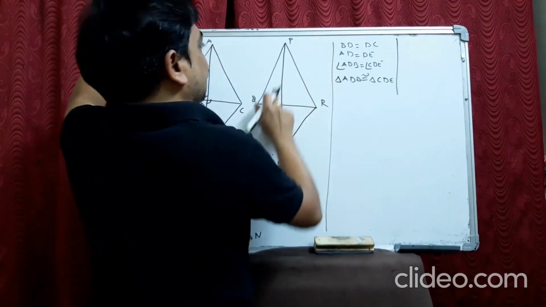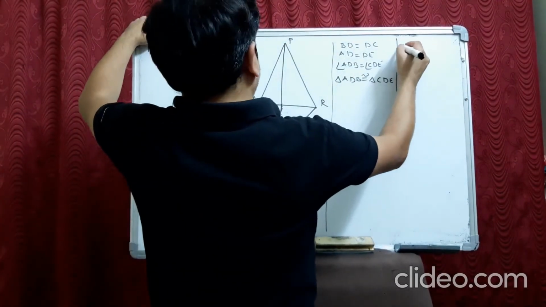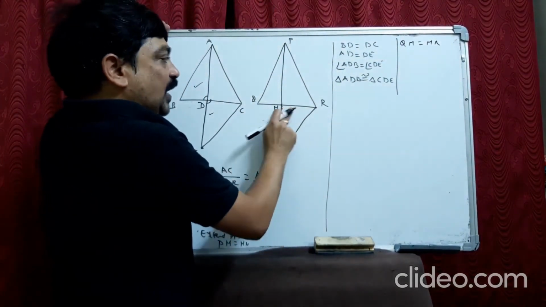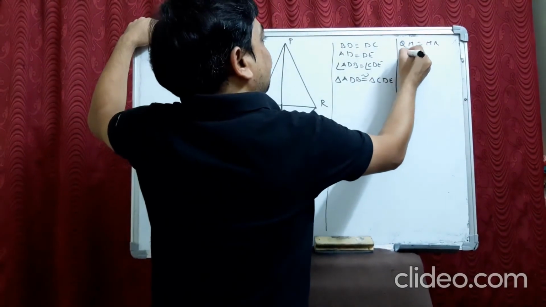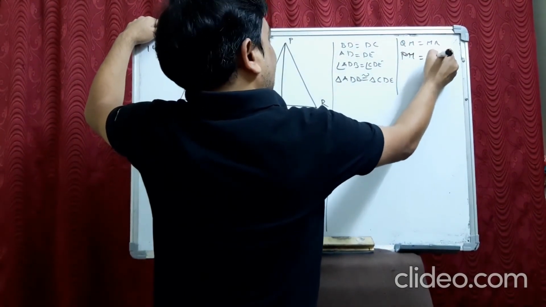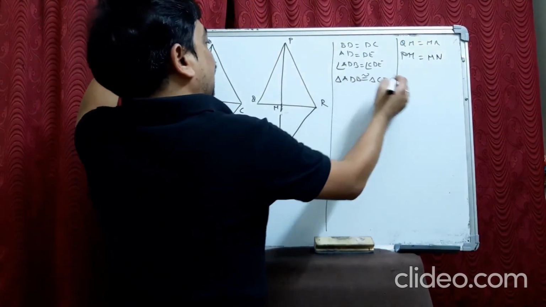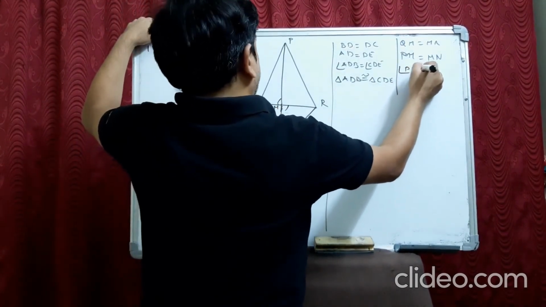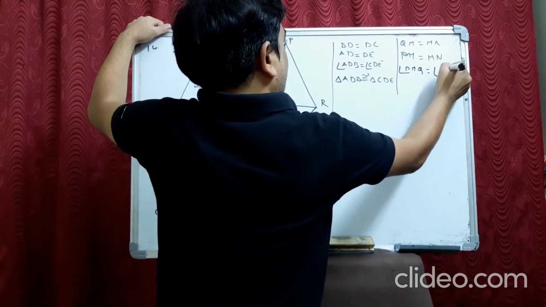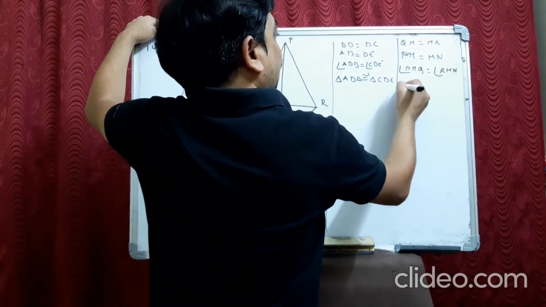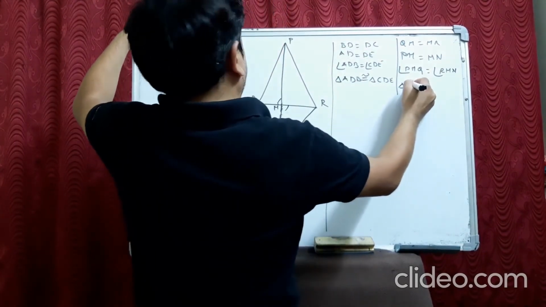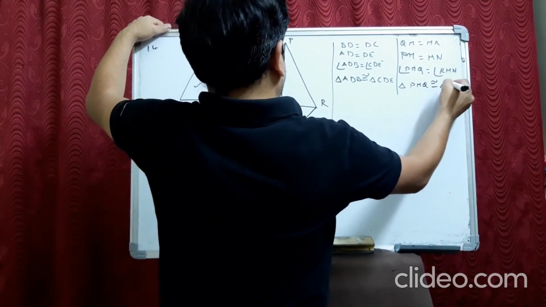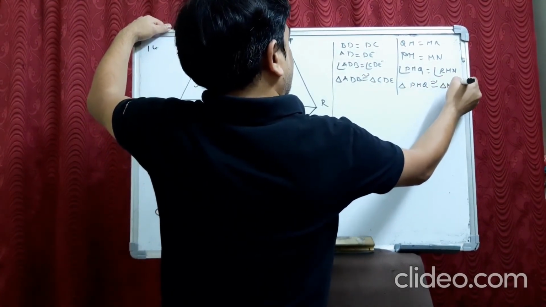Same thing happens here also. QM is equal to MR, and PM is equal to MN, which we took from the construction, and vertically opposite angles: angle PMQ is equal to angle RMN. So therefore, triangle PMQ is congruent to triangle NMR, or RMN.